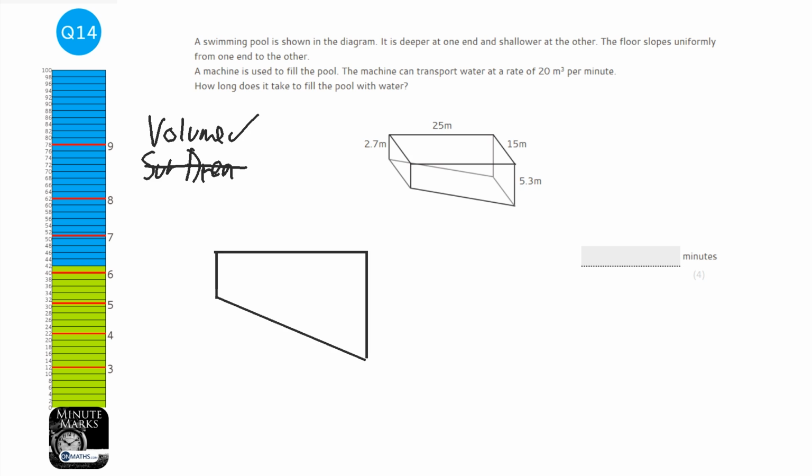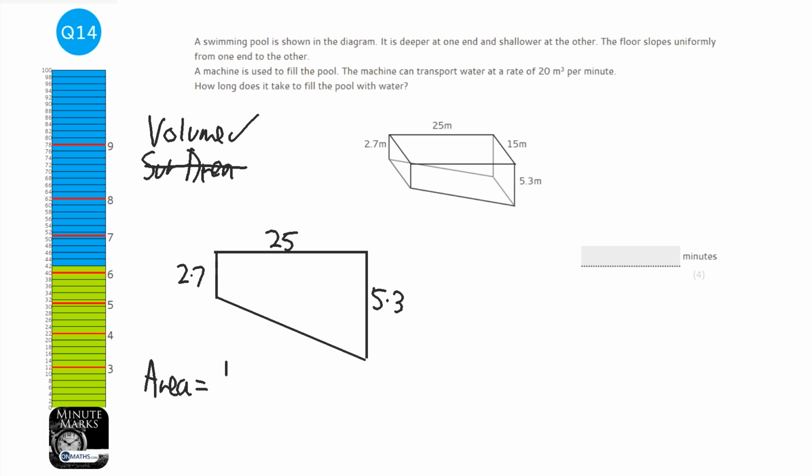And that height is going to be 2.7, that side 5.3, and 25 across. And I'll leave off meters because I know they're all in meters, but do check they are all in meters when you do this. So first of all, work out the area.